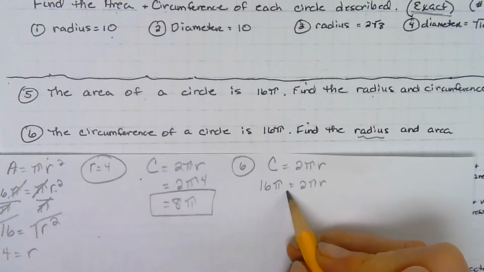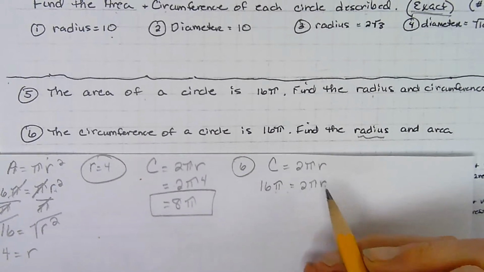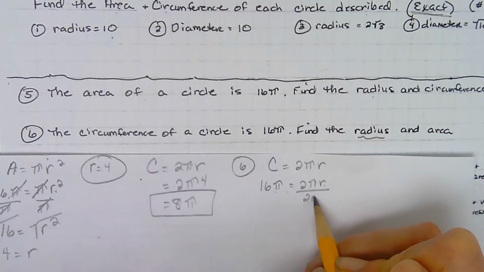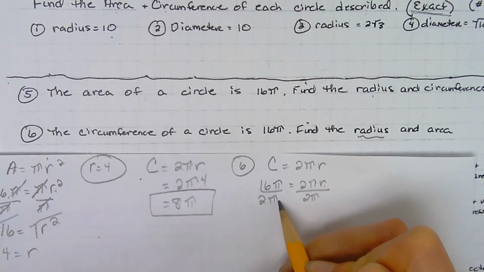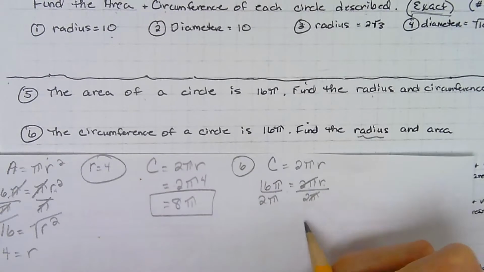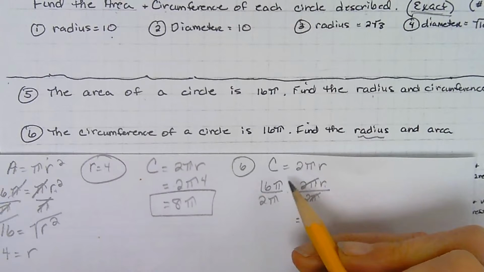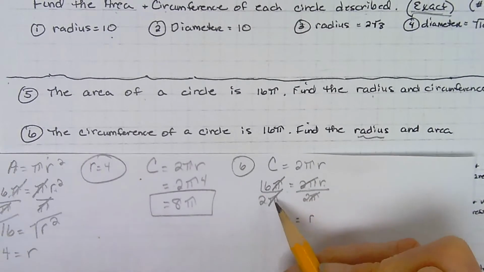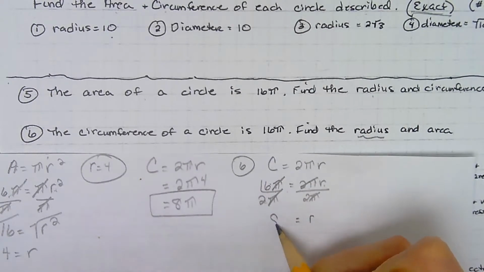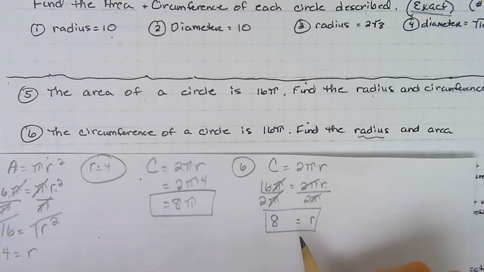So 16 pi equals 2 pi r. I'll divide both sides by 2 pi to isolate the r. Those cancel, and we get r on the right side. And we can cancel off the pi, and 16 divided by 2 is 8. So the radius is 8 for number 6.